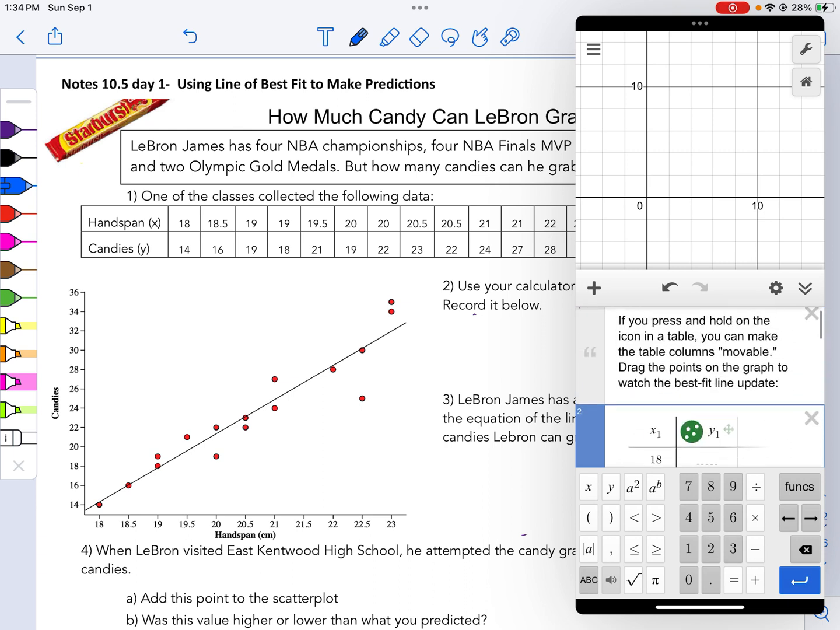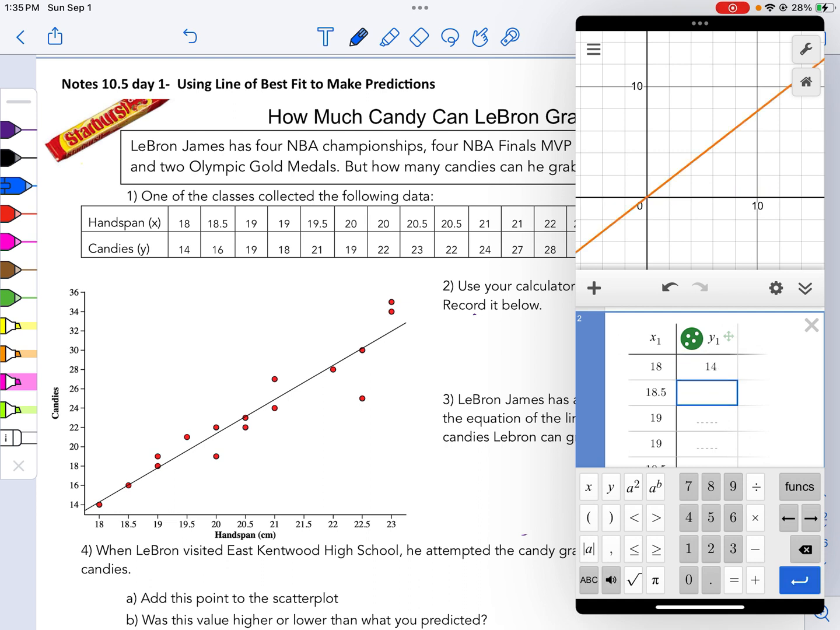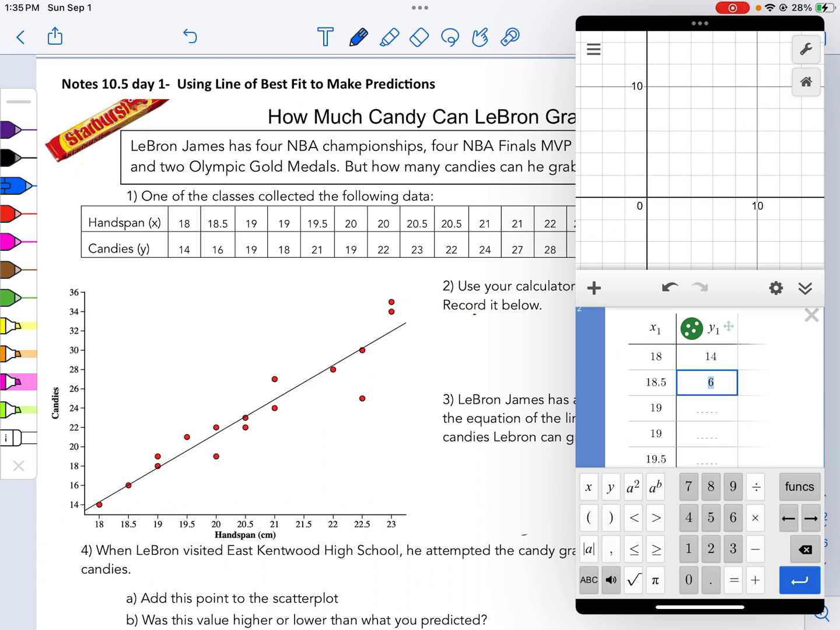So hopefully we typed in all those numbers. If you forgot one, you can always add it to the bottom. You don't have to necessarily go in order, but we do have to make sure that each of the points lines up with the correct Y value. So 18, if you look at our table, has to go with 14. 18.5, whoops, not 6, so be careful there, is 16. And then we got a 19, oh, did it again, 19.